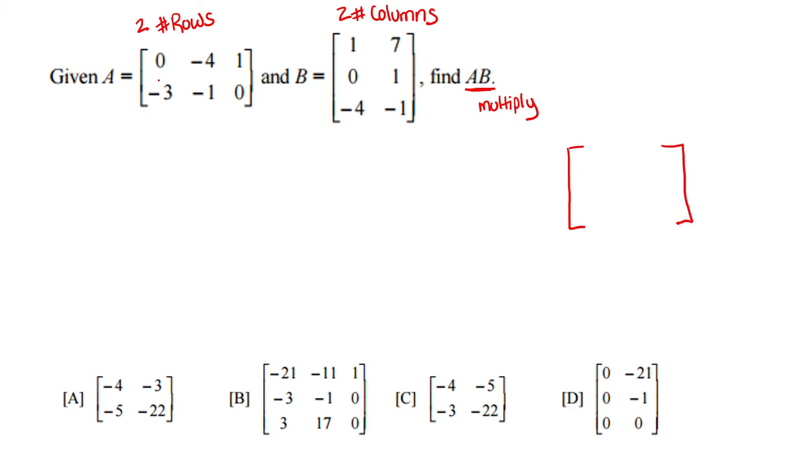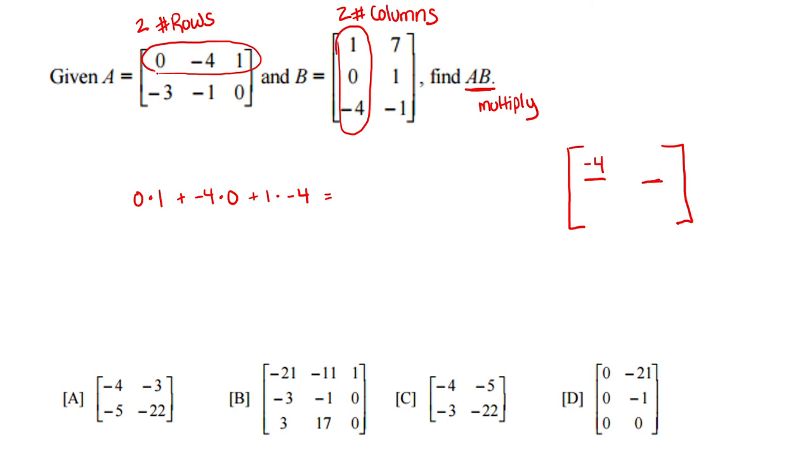So the first step we're going to do is multiply this row times this column, and that's going to be this answer right here. So 0 times 1 plus -4 times 0 plus 1 times -4. These all cancel. So your answer here is what number? Your answer is -4.